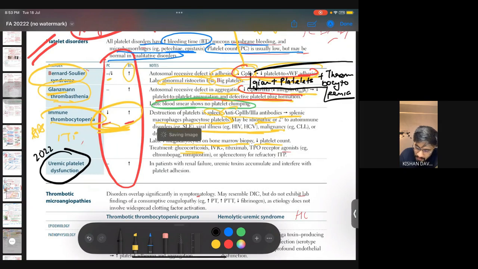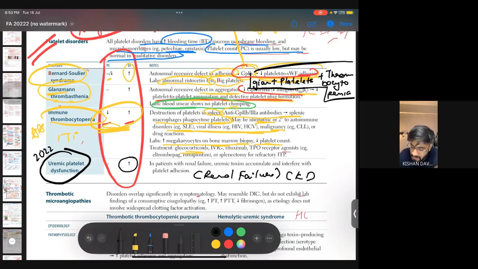Uremic platelet dysfunction. It means the bleeding time is increased, and it mostly happens in renal failure, mostly in chronic kidney disease (CKD). In patients with renal failure, uremic toxins accumulate and interfere with platelet adhesion. So here also there is a problem in adhesion. Okay, remember this problem in adhesion.